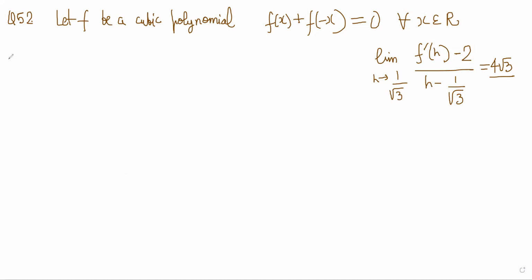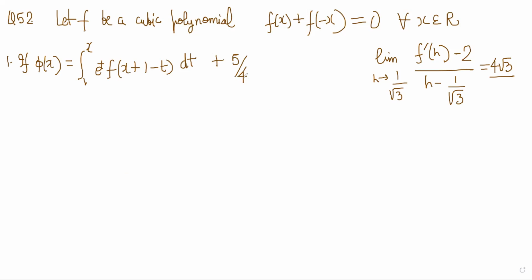Now, the first thing is, if phi of x is equal to the integral from 1 to x of e power t times f of x plus 1 minus t dt, plus 5 by 4, then find phi dash 1. Okay. So let's think about this f of x polynomial because we have f of x in this integral, right?